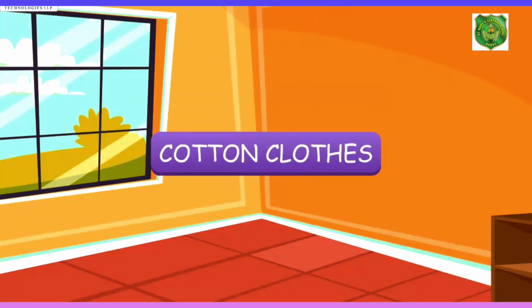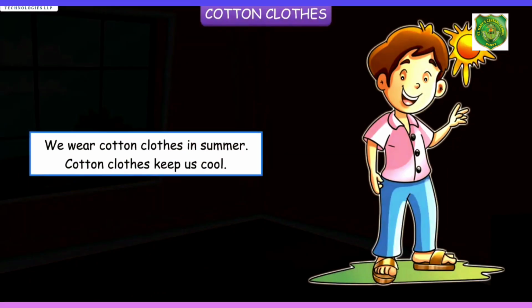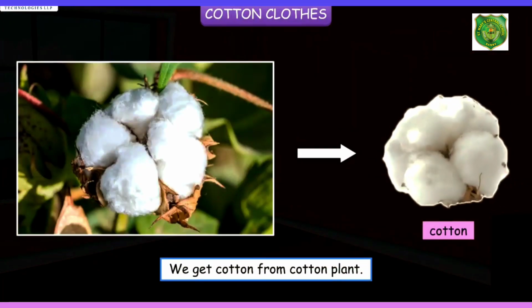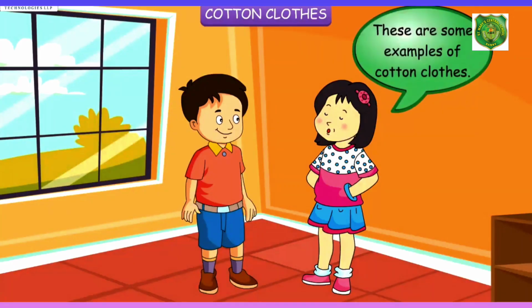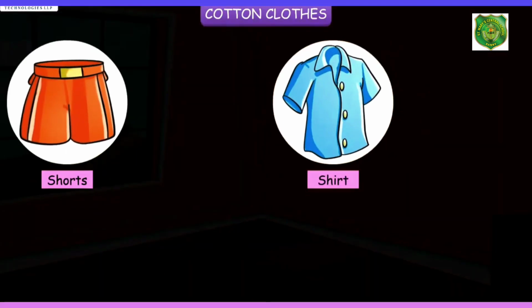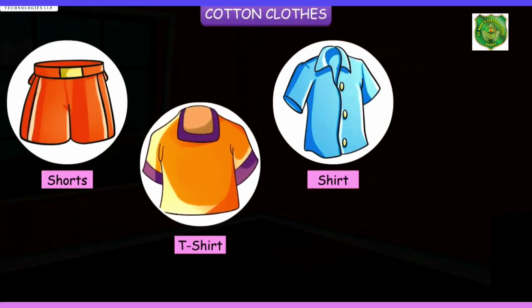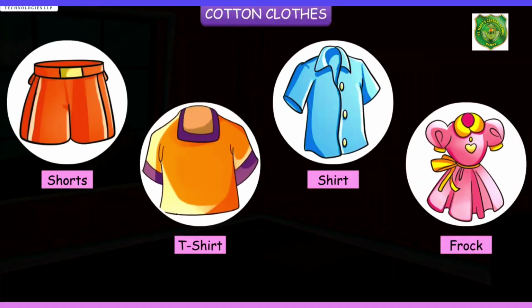Cotton clothes. What are cotton clothes? We wear cotton clothes in summer. Cotton clothes keep us cool. We get cotton from the cotton plant. These are some examples of cotton clothes: shorts, shirt, t-shirt, frock.